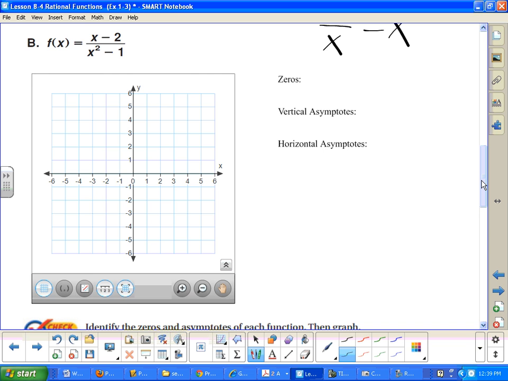Okay? Where's the numerator equal to 0 here? At 2. So we have our zeros. There's 1 zero and it's at 2. Vertical asymptotes, where the denominator is equal to 0. Now if I factor this, we actually have 2 denominators in this case, or 2 factors. So what makes the denominator equal to 0? Okay, plus or minus 1. So our vertical asymptotes, there's 2 of them. X equals plus or minus 1.